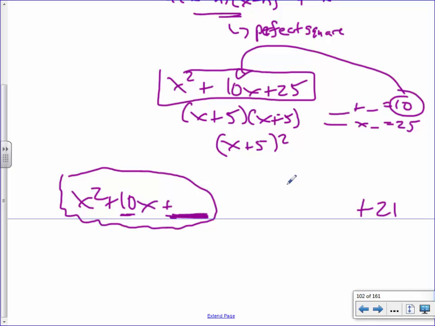Does that make sense? But then I don't just add 5 right here. Whatever that number is, 5, we have to square it. So I'm going to add 25 right here. And I've now made this a perfect square trinomial.